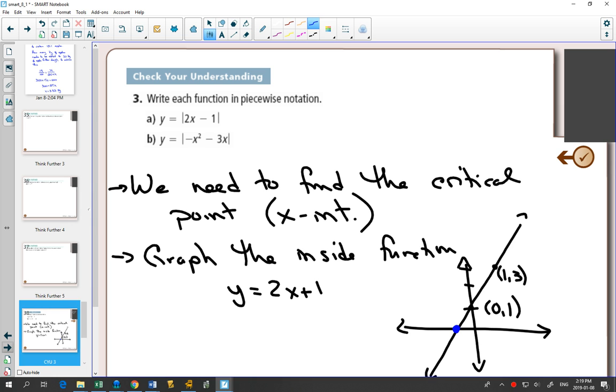Where do we have an x-intercept? How do you find an x-intercept? Algebraically, make y equal to 0. So one way that you could do it, if you can't see it easily from the graph, you can make y equal to 0, move the 1 over, divide by 2, and we can find that critical point at negative 1/2 comma 0.